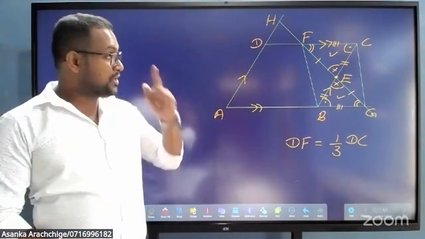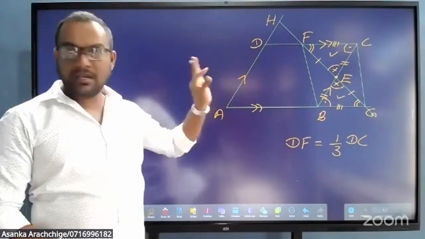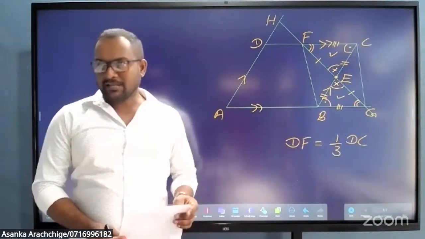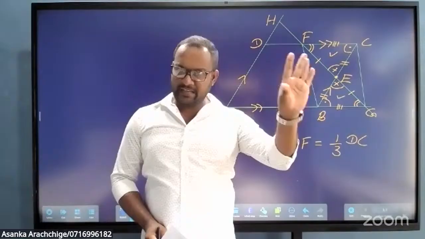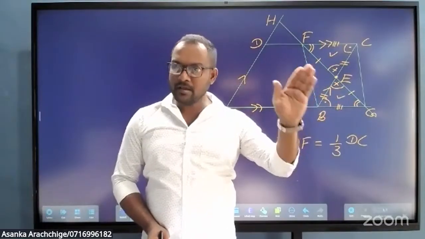Now we have new reasons why the quadrilateral BGCF is going to be a parallelogram. What is the reason? Tell me, what are the things that we can use to show that a particular quadrilateral is a parallelogram?